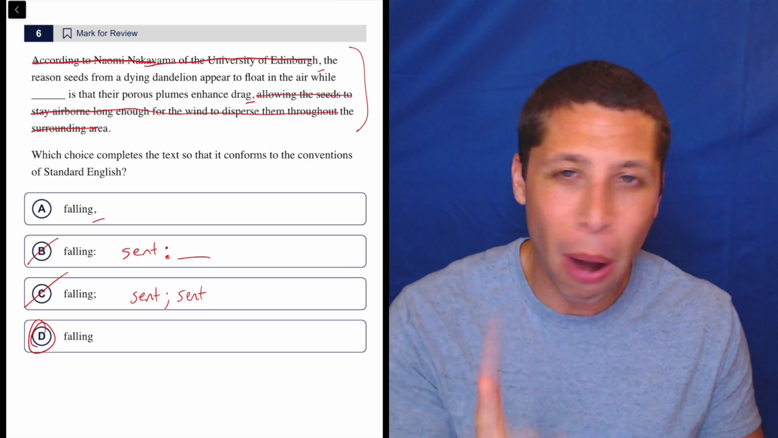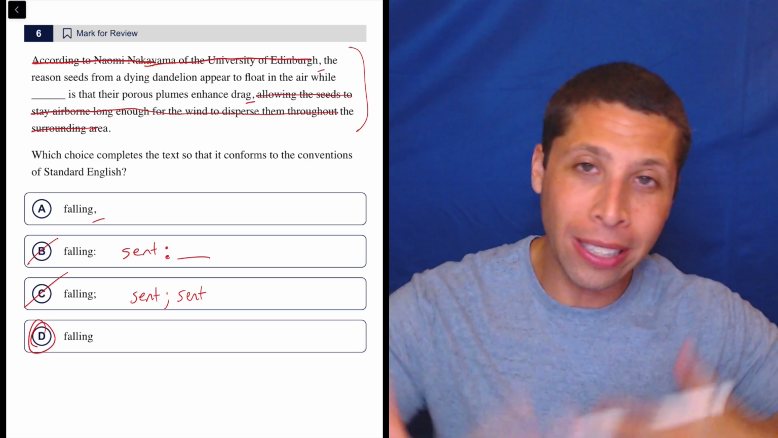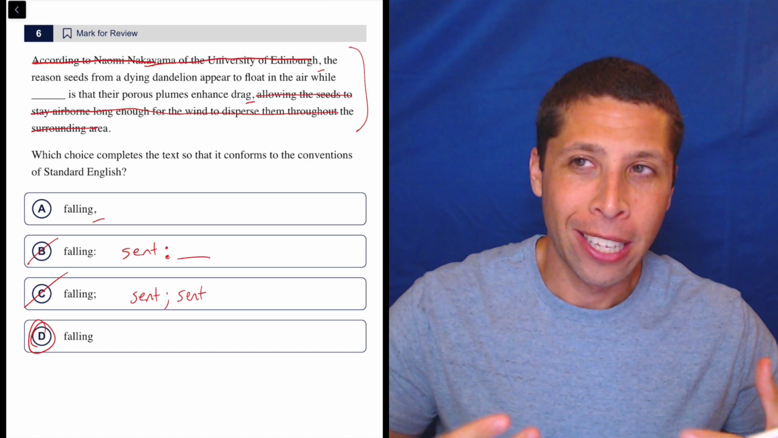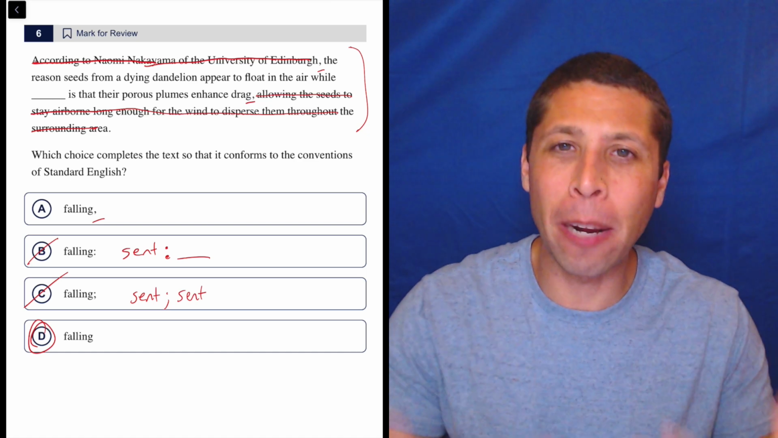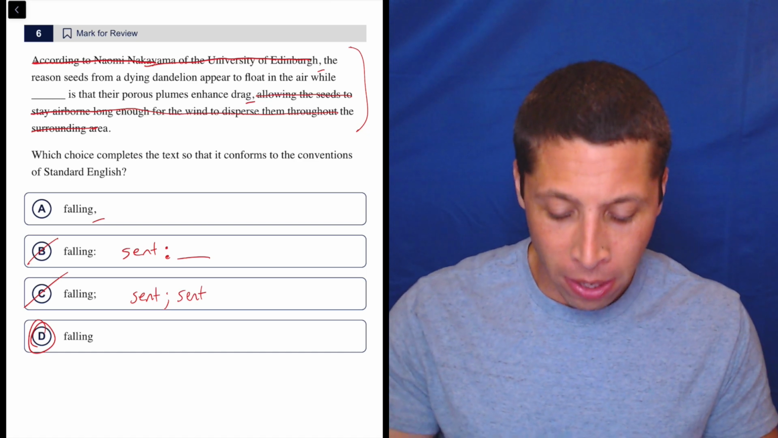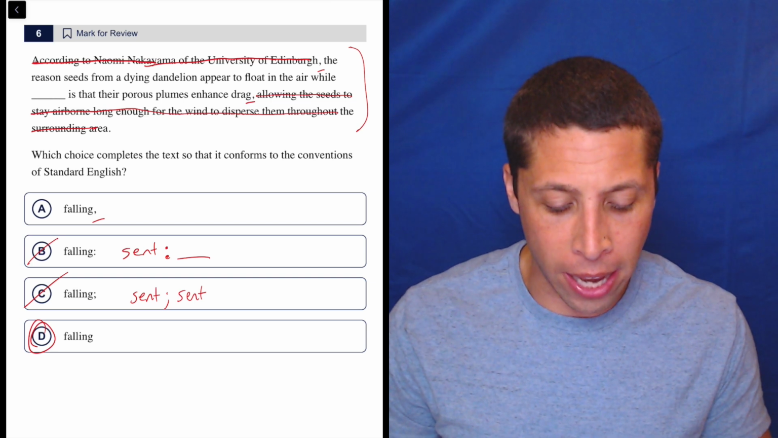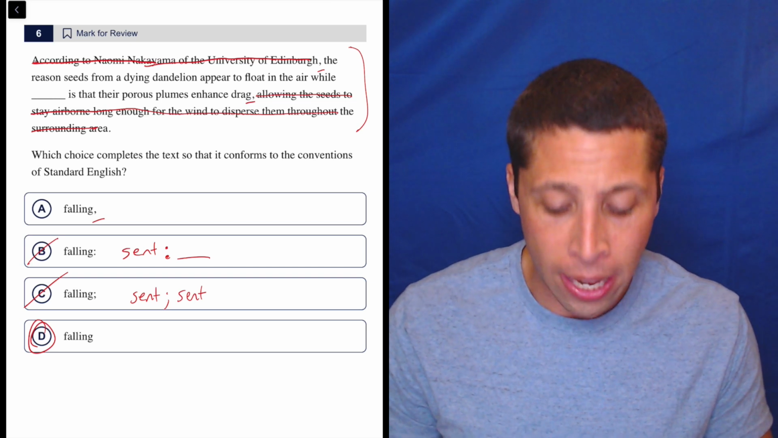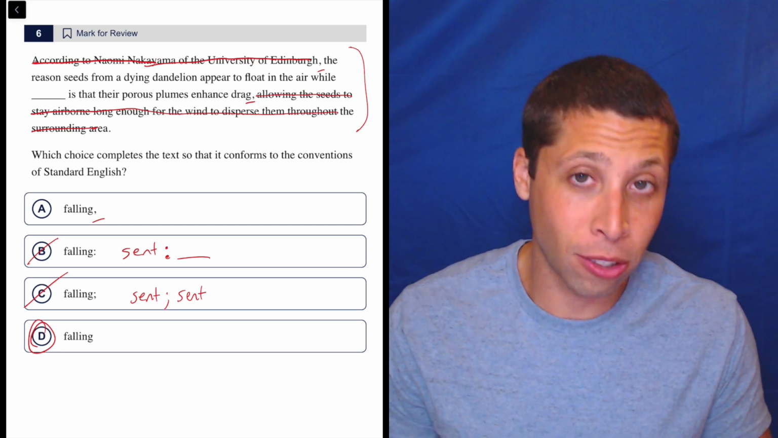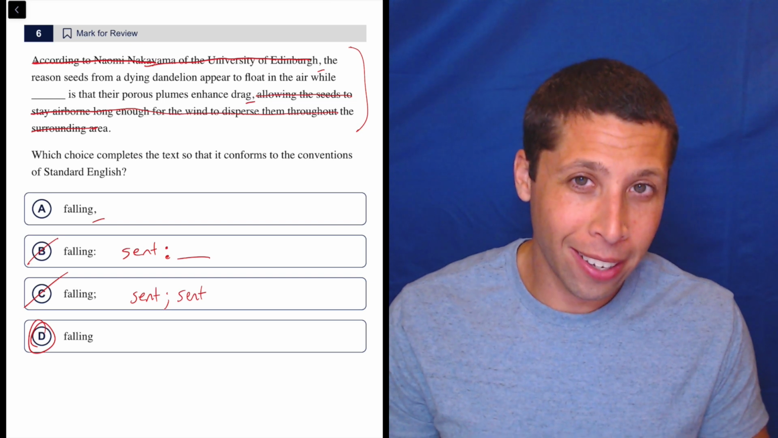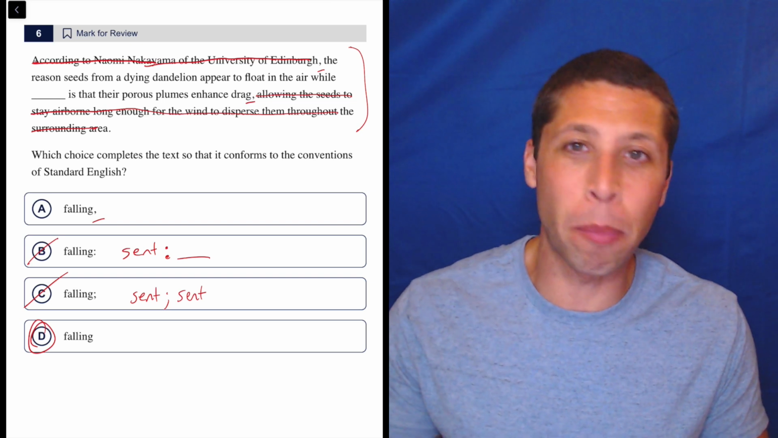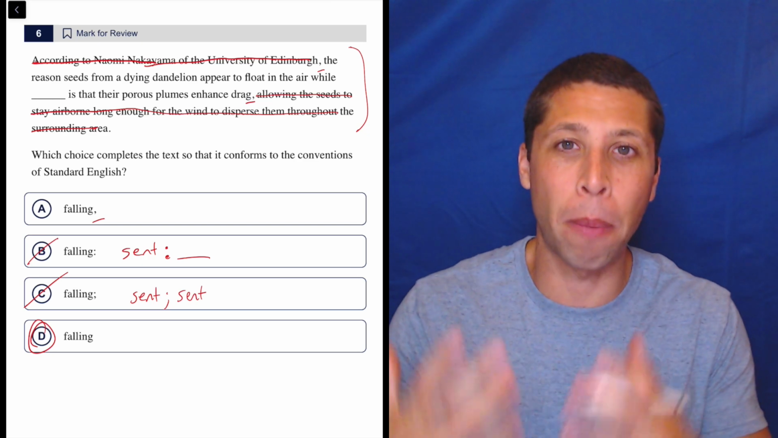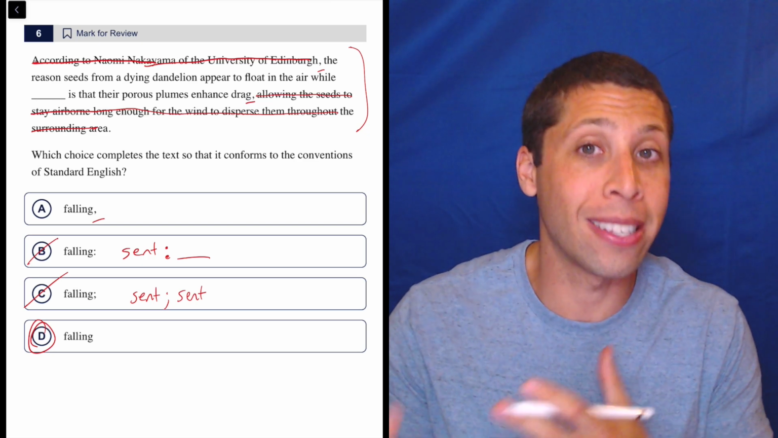Because I think I did pause, right? This first part leading up to the word falling is a very long description, or a long noun, and I need to take a breath, right? Let me try it again. The reason seeds from a dying dandelion appear to float in the air while falling is that their porous plumes enhance drag, right? Like, I'm not doing it on purpose. I kind of need to take a little bit of a breath there. Like, it feels like that's a part of the sentence where there's a transition.